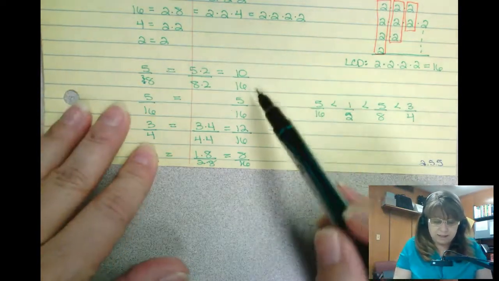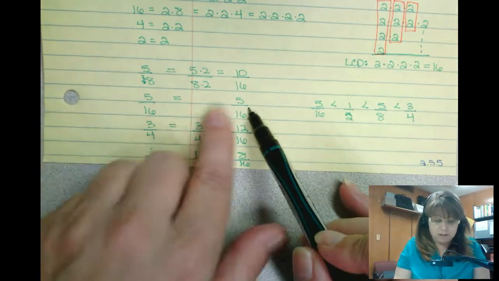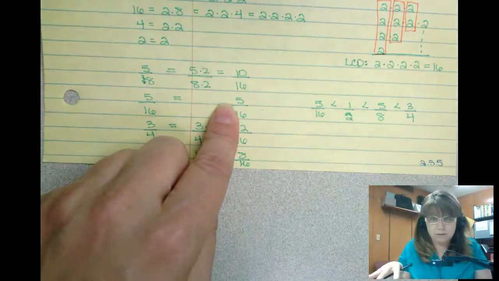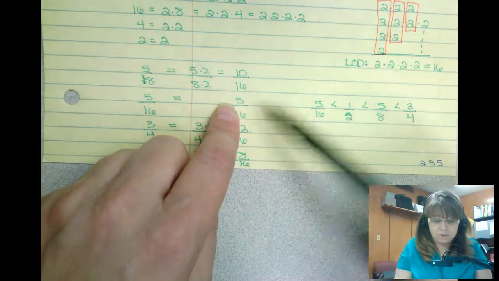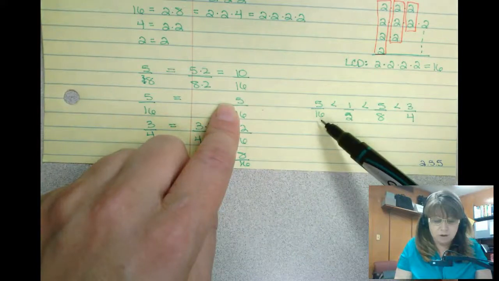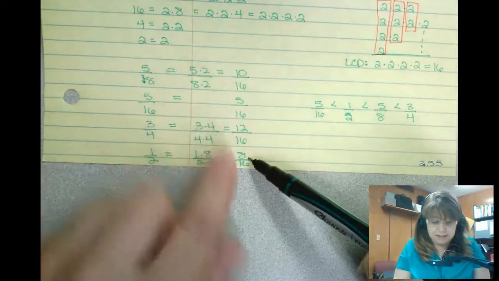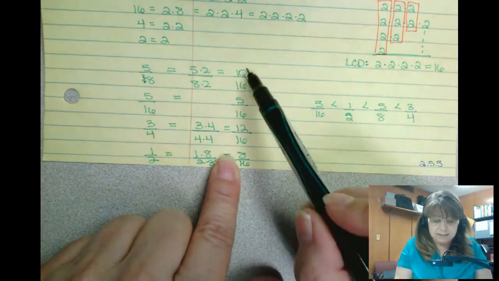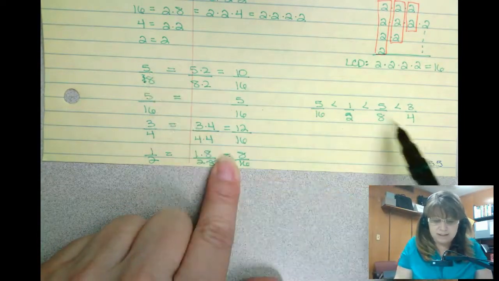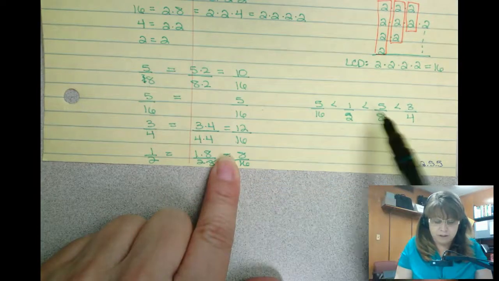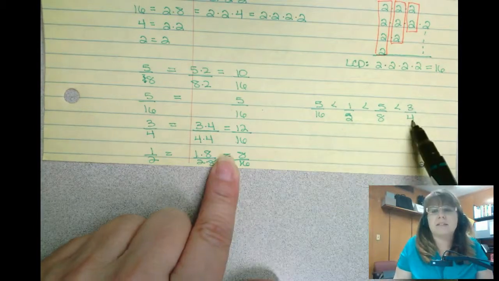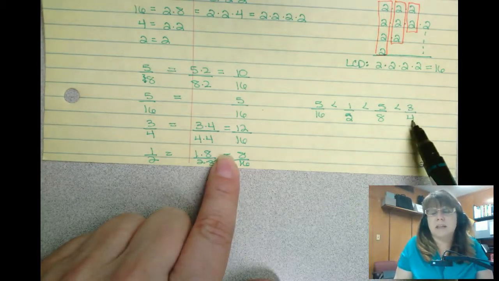So when I look at it, 5 is the smallest numerator. They all have 16 in common, so remember, I just have to look at numerators at this point. 5, so 5/16 is the smallest. Then 8/16, which is 1/2, is next. 10/16, which is 5/8, is now a little bit larger. And finally, 12/16, which is 3/4, is the largest number in this group.